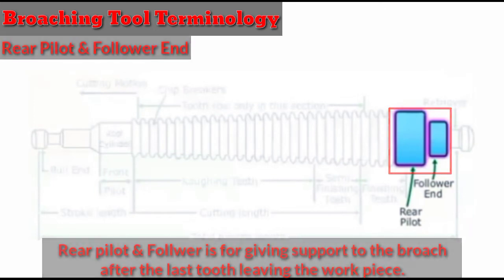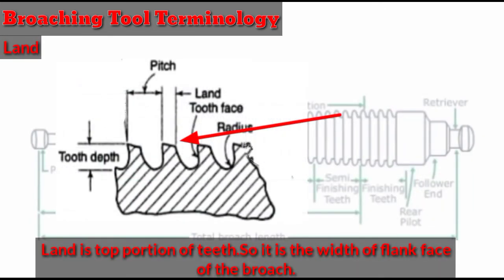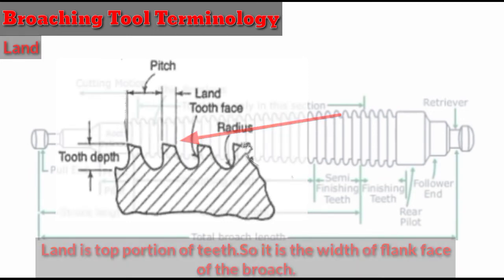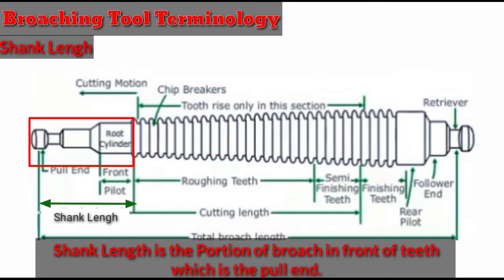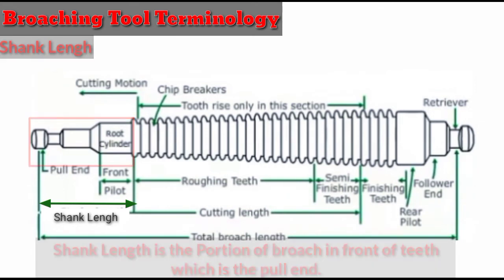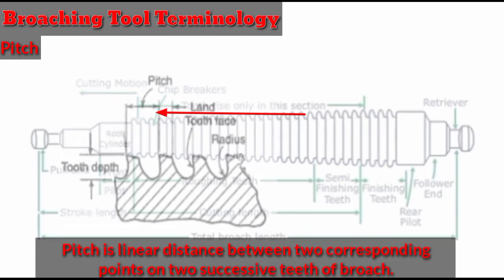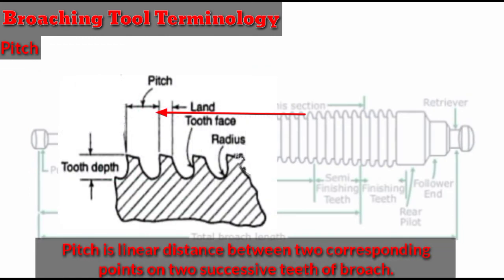the workpiece. Land. Land is the top portion of a tooth, so it is the width of the length face of the broach. Shank length. Shank length is the portion of the broach in front of the teeth which is the pull end. Pitch. Pitch is the linear distance between two corresponding points on two successive teeth of the broach.